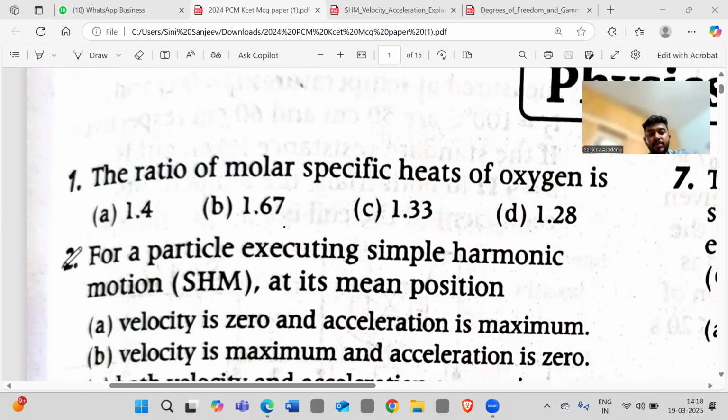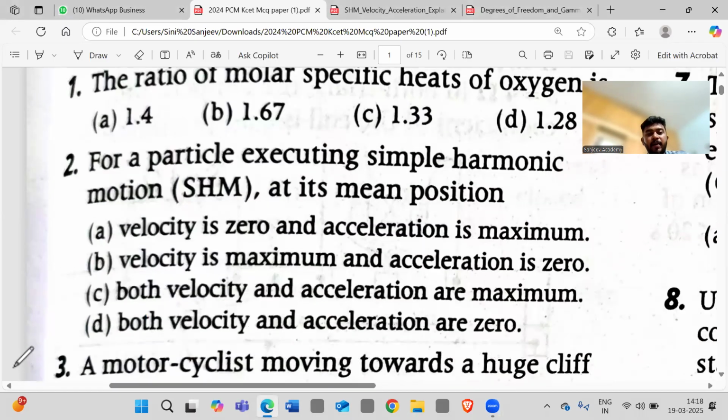Then coming to the second question. For a particle executing simple harmonic motion at its mean position. This is my class 11th topic. Once the class is over, I'll come and explain the topic also. But again, I know most of you might have forgotten the class 11 portion. 99% of students will forget, so there is nothing wrong. In the sense, we have to use the elimination process.